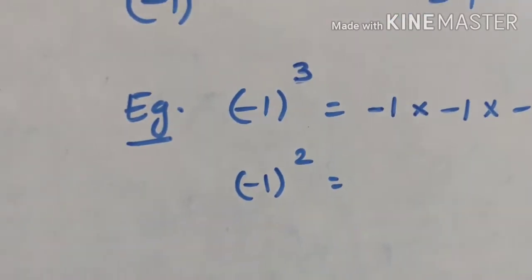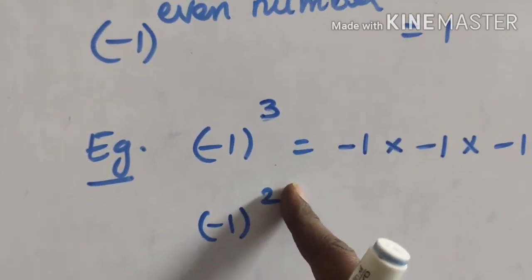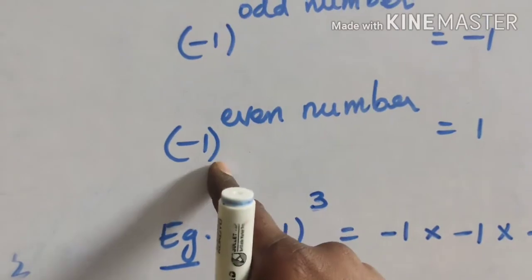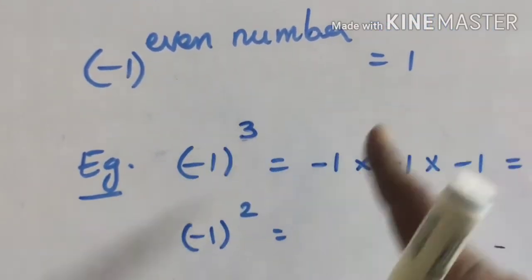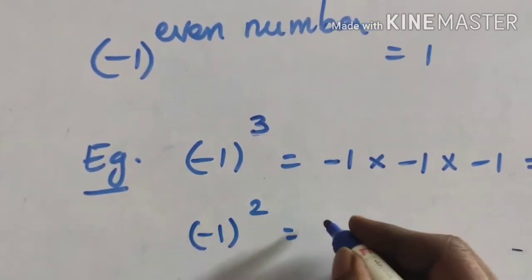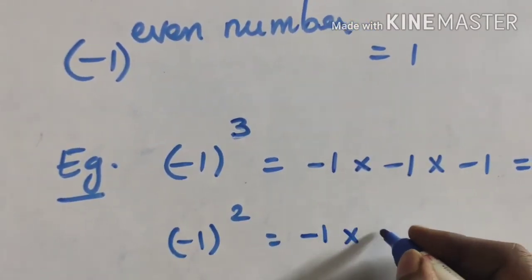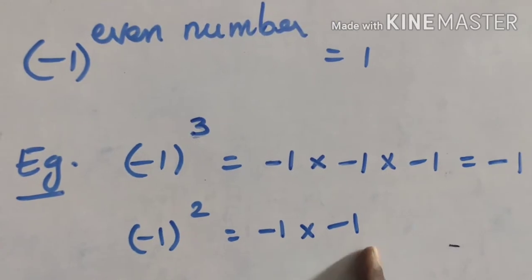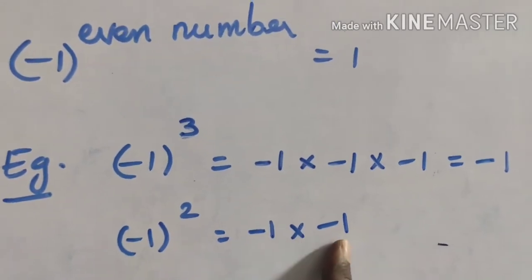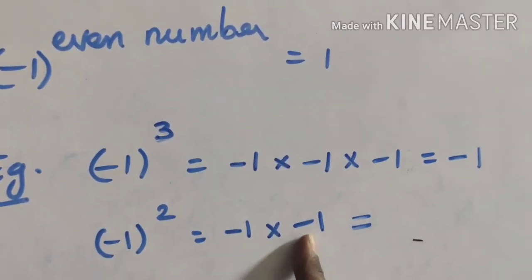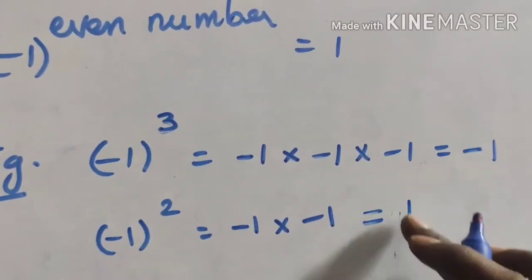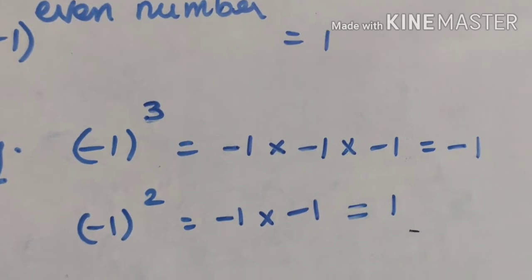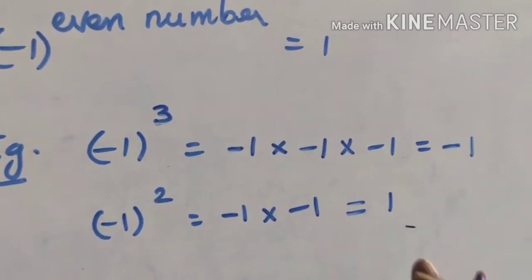Next, minus 1 to the power of 2. This is an even number, so minus 1 to the power of an even number we should get 1. So let's see how we are getting 1. Minus 1 square means minus 1 into minus 1, to the power of 2 means 2 times you have to write it, which is equal to minus into minus plus, 1 into 1 is 1. You need not put plus, you can leave that. Then 1 into 1 is 1. That's all. This is a positive number.